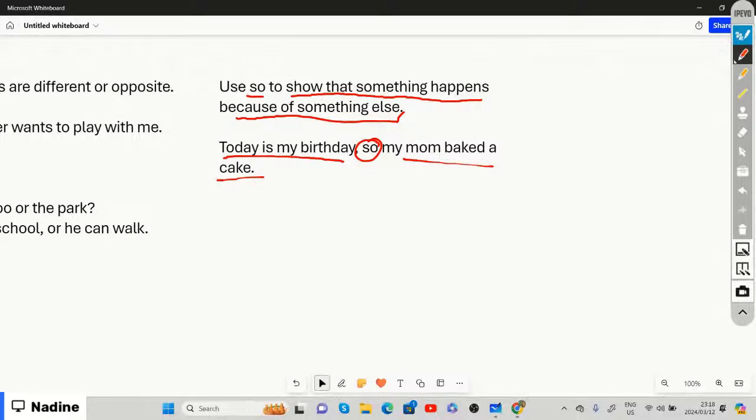So that is basically how we use the conjunctions and, but, or, and so. So we basically use and to put two things together, to either put words or to put sentences together. We use but to show something is different or to show something is opposite. We use or to show or to give a choice. And we use so to show that something happens because of something else.